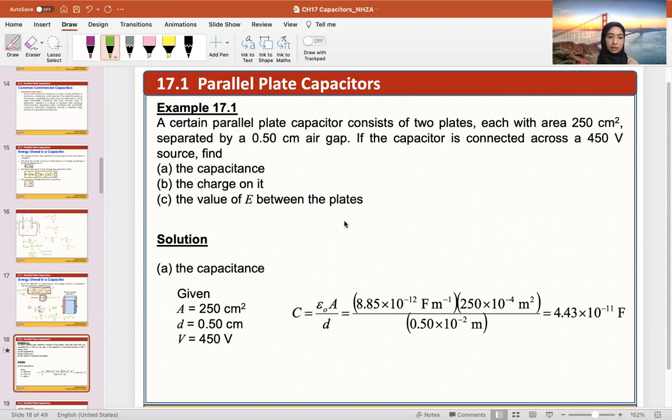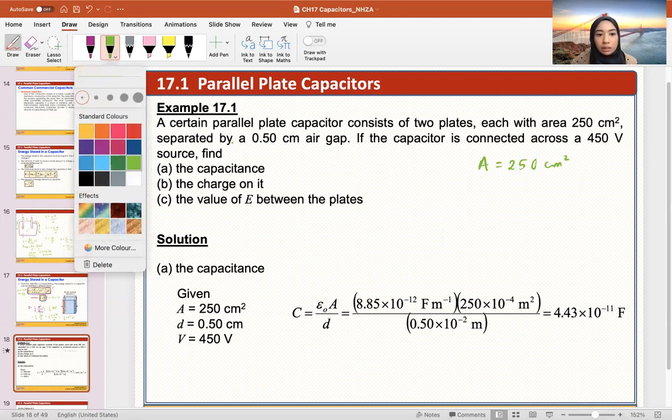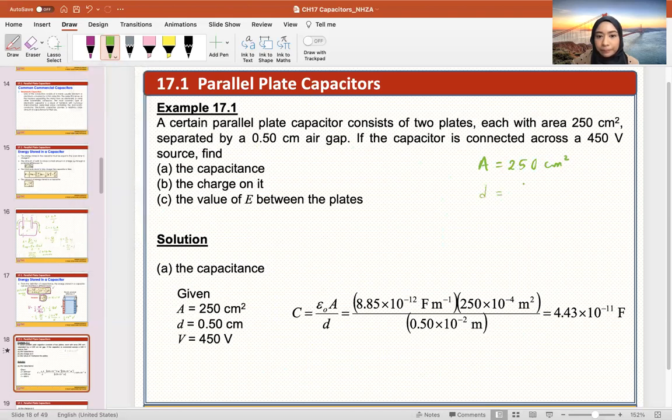Okay, so first exercise. I'm not going to cover the solutions, but it's pretty easy. A certain parallel plate capacitor consists of two plates, each with area 250 centimeter squared. So that's your first information, separated by a 0.5 centimeter air gap. So that is your D, air. So for air, the dielectric constant K should be equal to 1, or you can just not put it there. If the capacitor is connected across a 450 volt source, so your V is equal to 450, the potential difference between the plates. Because we connect it to a battery, if this battery has 450 volts, the potential difference between them will be 450 volts.